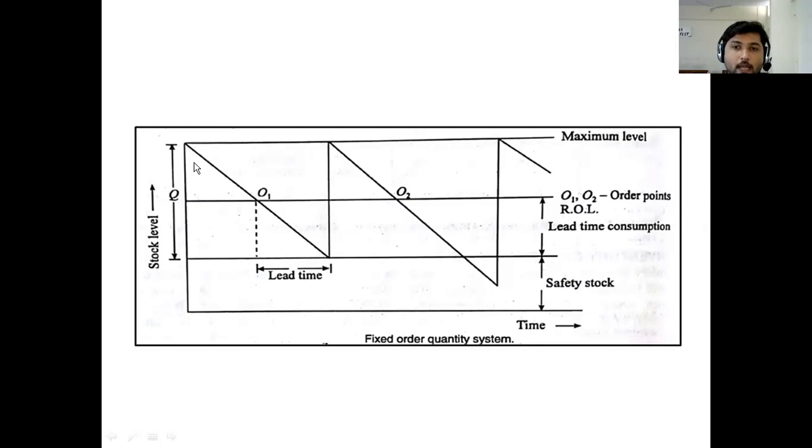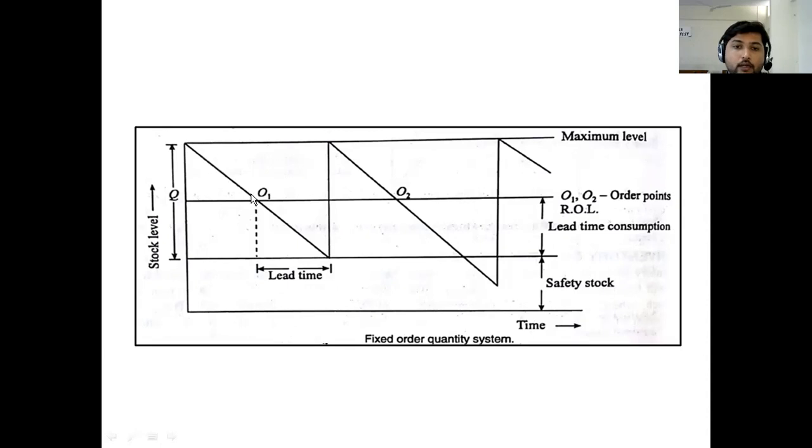If it is applicable for raw material, then this will be considered as consumption, and if it is applicable for finished goods, then it will be considered as consumption or selling of that particular good. Now, the stock level is decreasing in a continuous manner. You can see here the stock level is decreasing continuously as time passes.